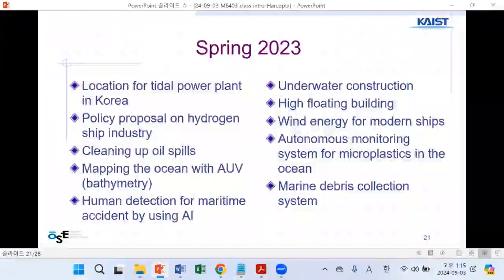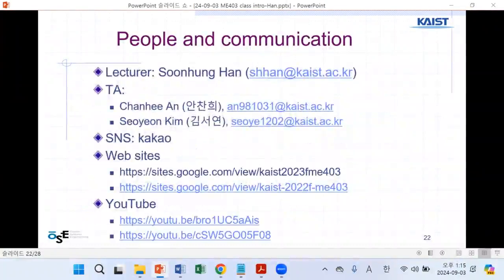These are titles of those team members of the TOM project last year. You can see more on the website of 2023. And myself, you can have my email. I also use Gmail nowadays more frequently than KAIST email.